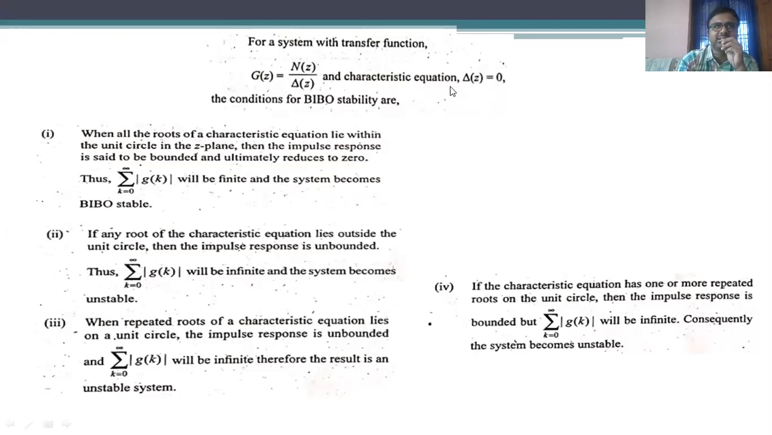In the next class we will see what the different stability conditions or what the different stability tests regarding digital systems are.